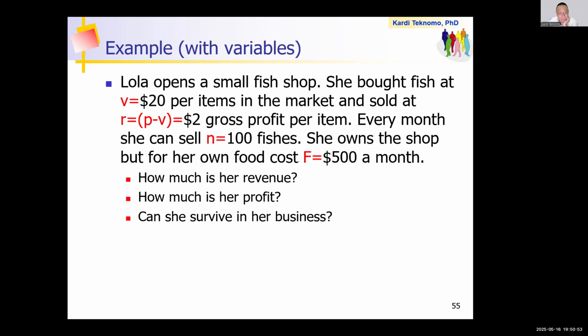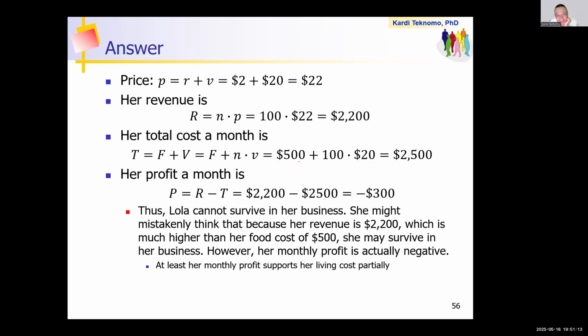So we are not asking about the price. We are asking about her revenue and the profit. Yeah, that's correct, the R is 2,200. So the question, can she survive in business? Negative. Okay, right.